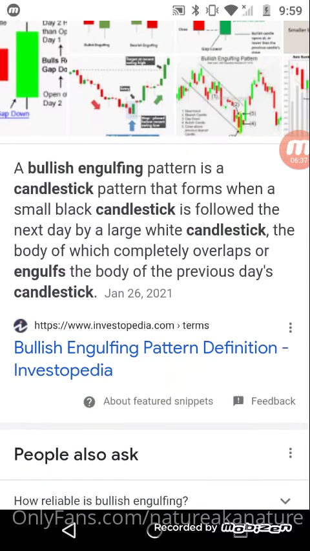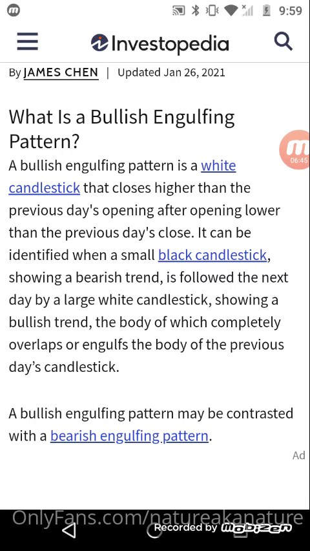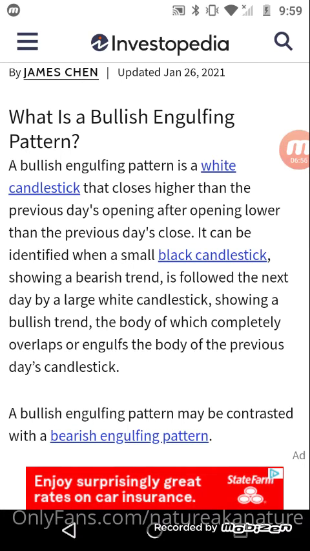A bullish engulfing pattern is a white candlestick that closes higher than the previous day's open, after opening lower than the previous day's close. It can be identified as a small black candlestick showing a bearish trend, and the following day a large white or green candlestick showing a bullish trend, meaning it's going back up. The trend has reversed, and the body completely overlaps or engulfs the body of the previous day's candlestick. So that's how you also look at it. You have to look at the days, and you look on your day chart. If we look on a day chart, let's see what they're talking about real fast.